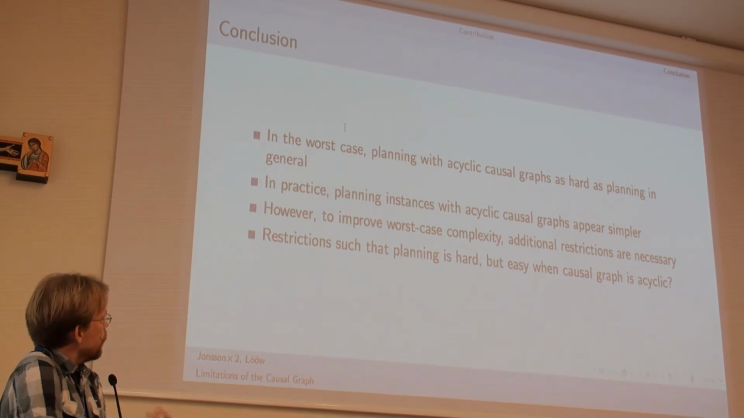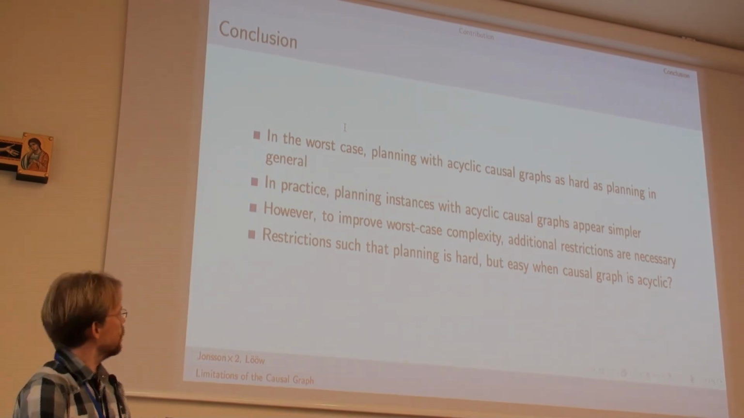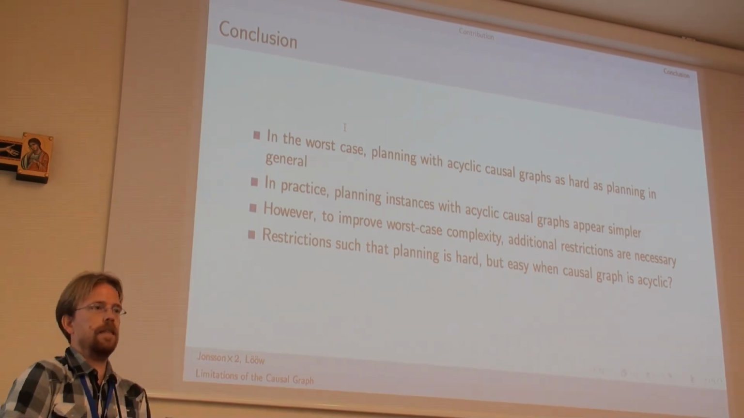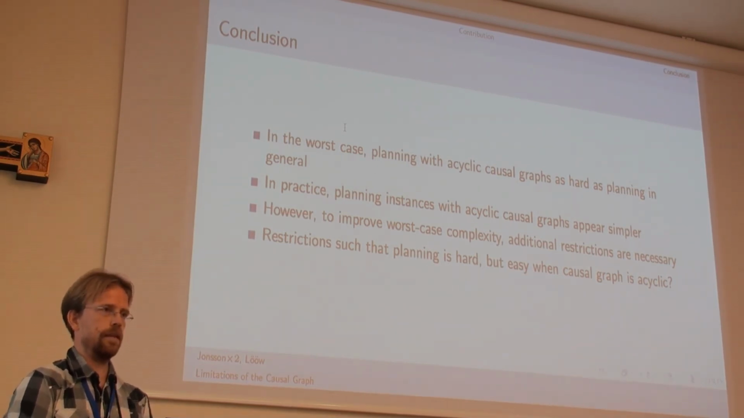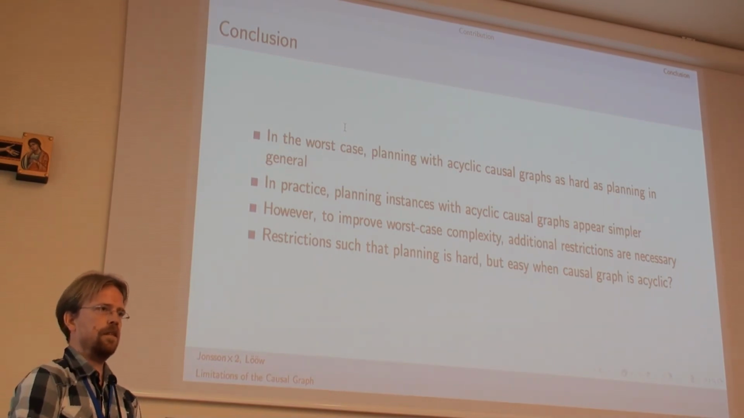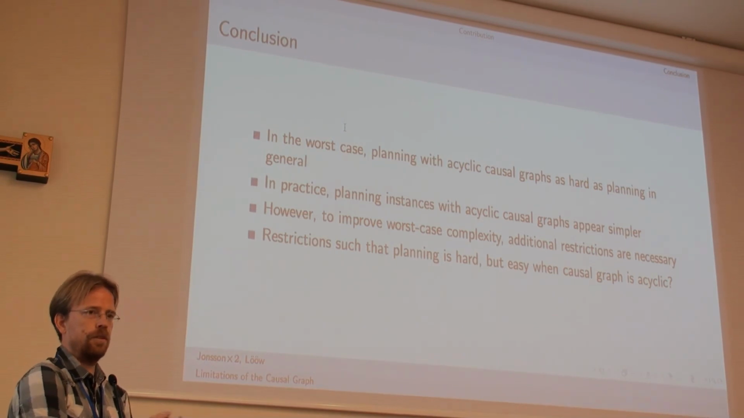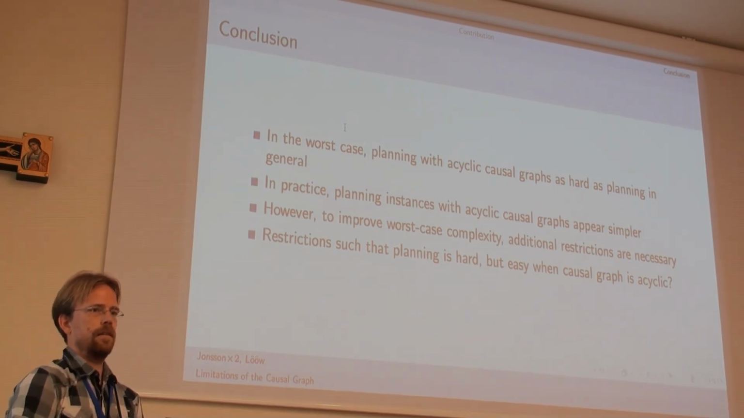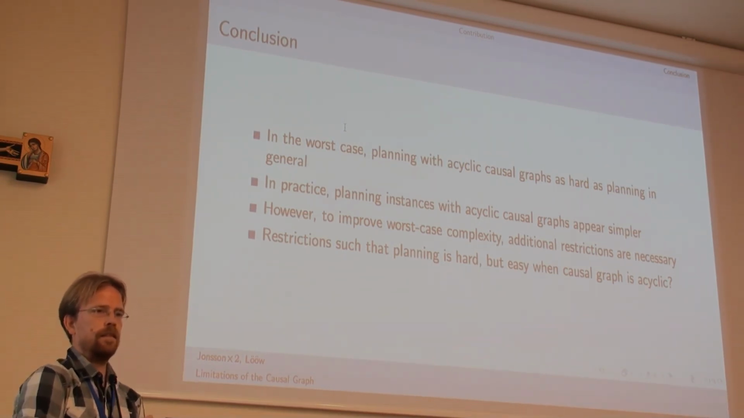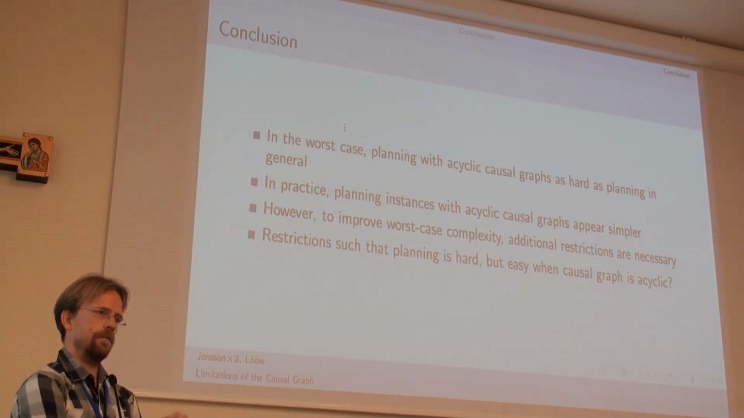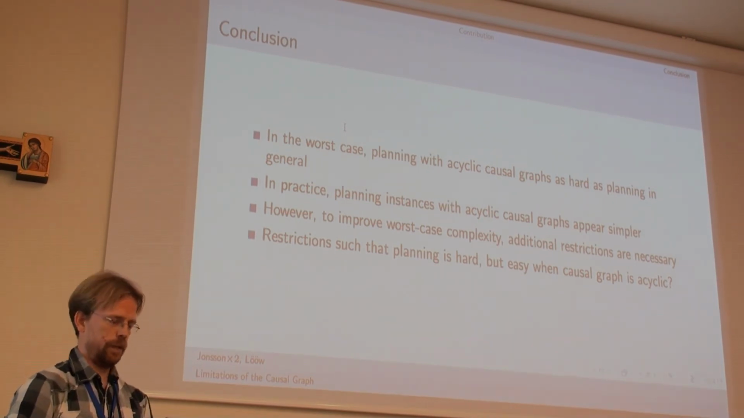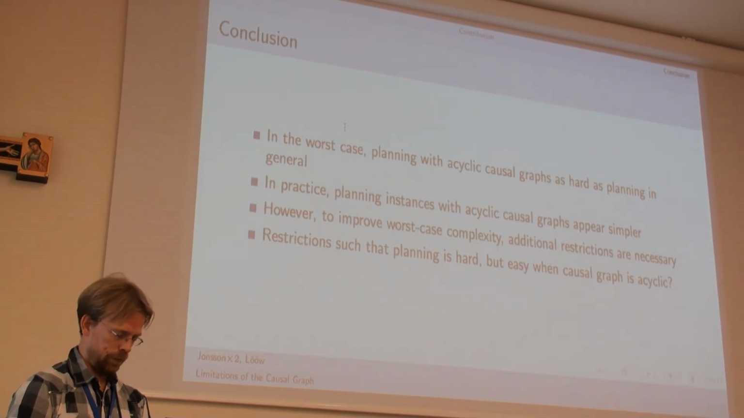One thing it might be interesting to look at is restrictions such that planning is hard in general, but easy when the causal graph is acyclic. In fact, one such example is STRIPS with positive preconditions. Bylander did not explicitly talk about the causal graph, but he showed results for what is essentially strict planning with positive preconditions and cyclic causal graphs that show that they are bounded away from PSPACE. So they are easier, but hard when there's no restriction on the causal graph.